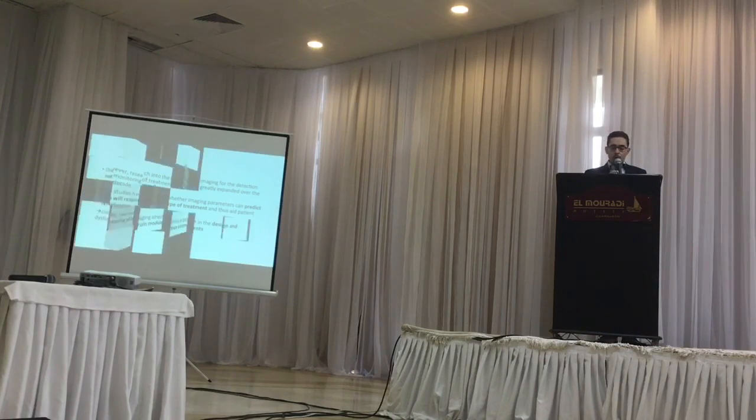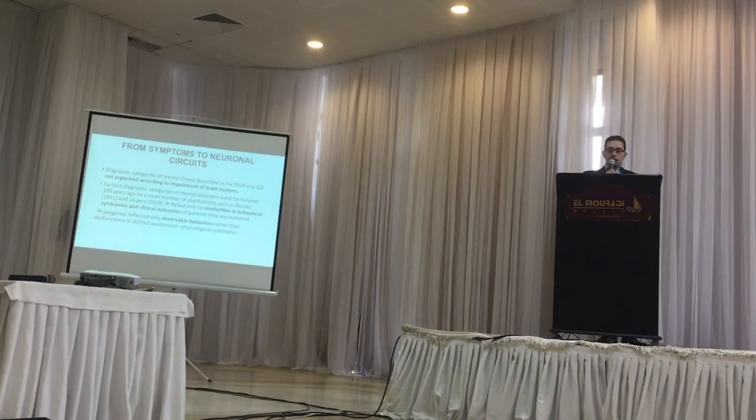So let's go through some history. Diagnostic categories of mental illness described in the DSM are not organized according to impairment in brain systems. Those categories were formulated 100 years ago by a small number of psychiatrists such as Bleuler and Jaspers, who relied only on similarities in behavioral syndromes and clinical outcomes of the patients they encountered, which makes the categories reflect only observable behavior rather than dysfunction in distinct anatomical and physiological substrates.